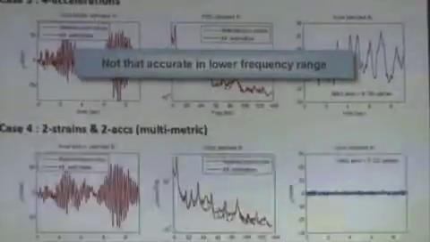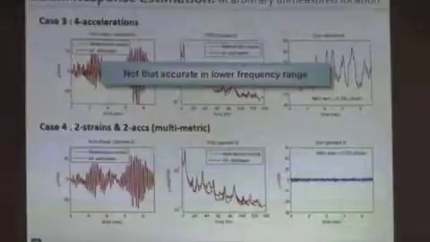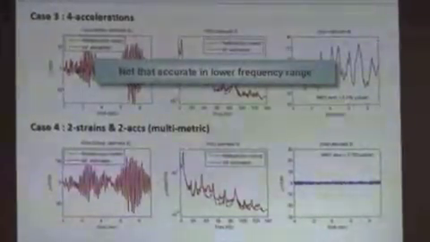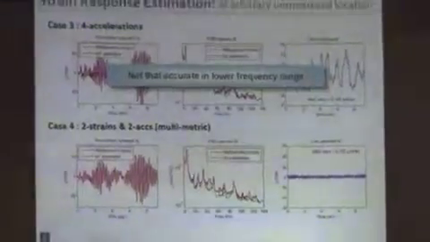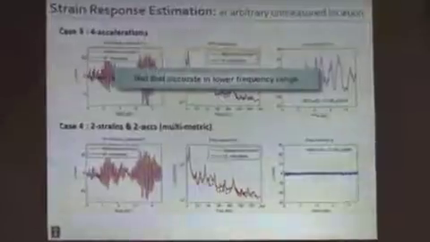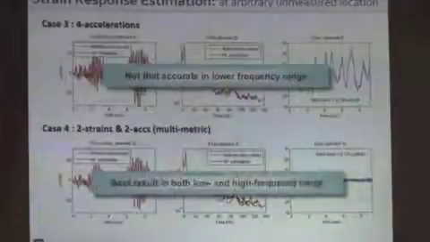The strains alone, they do okay. But the merit is in combining them, this multi-metric approach. What you see is 2 strains and 2 accelerations, still a total of 4 sensors. We get good characterization in the low frequency, good characterization in the high frequency, and the RMS error in the unmeasured element is down to less than 1 microstrain.